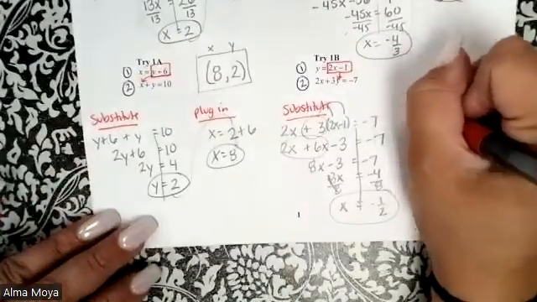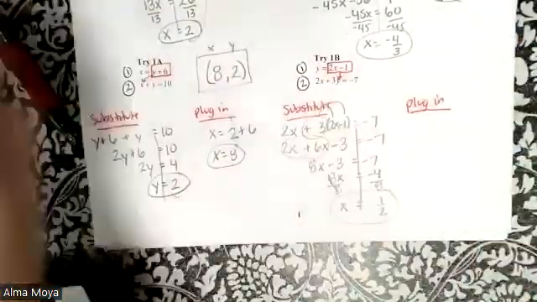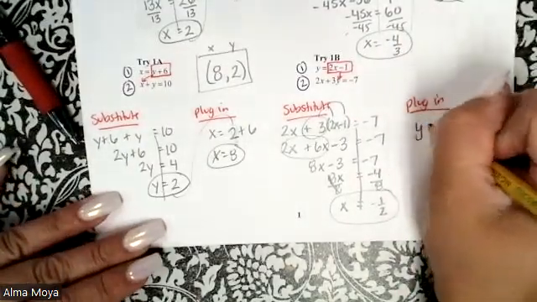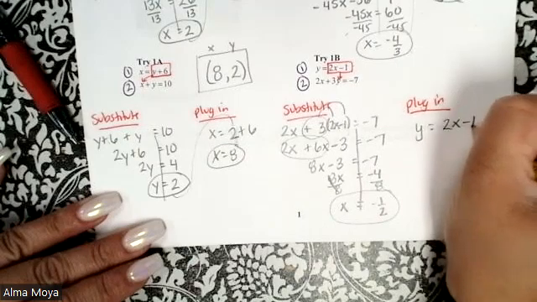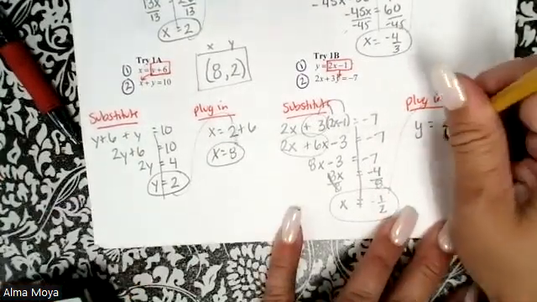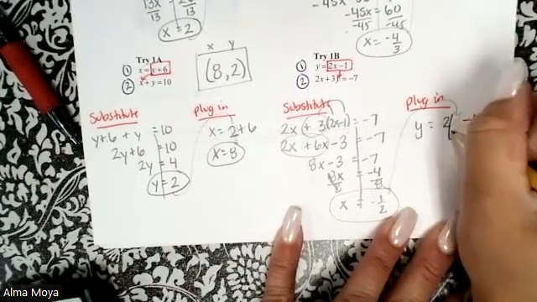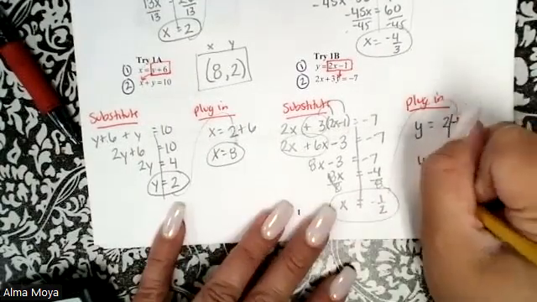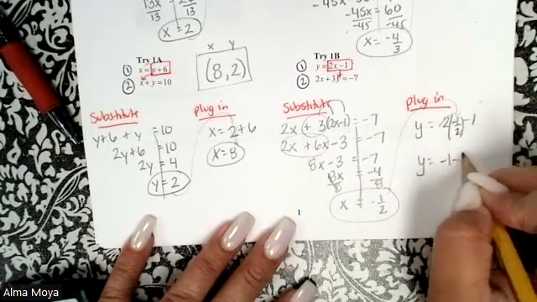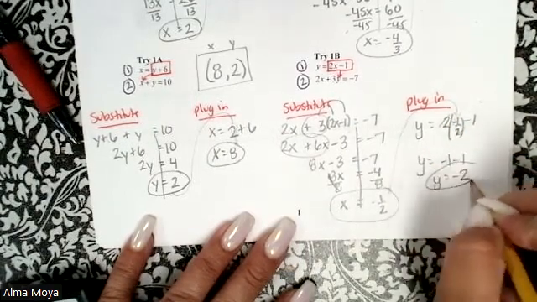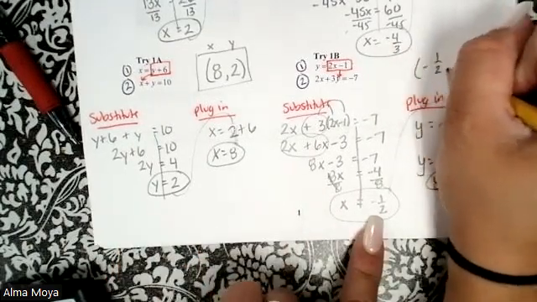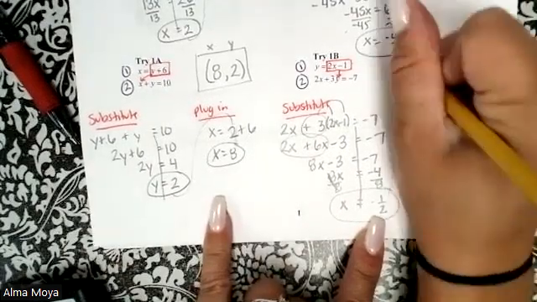Next step will be to plug in. I'm going to plug it into the one where the y is already isolated. Y equals 2x minus 1. Make sure you're plugging in the negative 1/2 where the x is at. Right here, your 2's are going to cancel, and you're just going to be left with negative 1 minus 1, which is negative 2. So the final answer here is x is negative 1/2, y is negative 2.